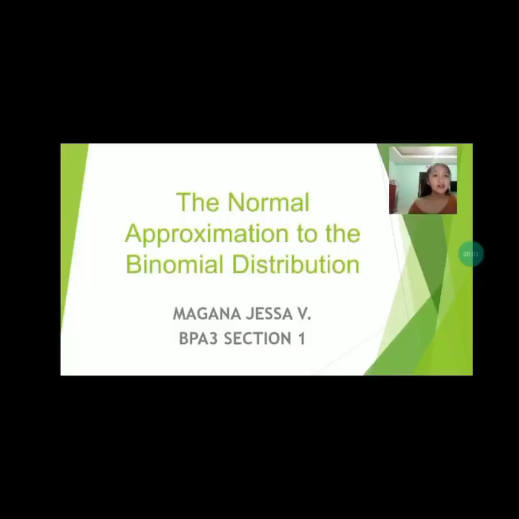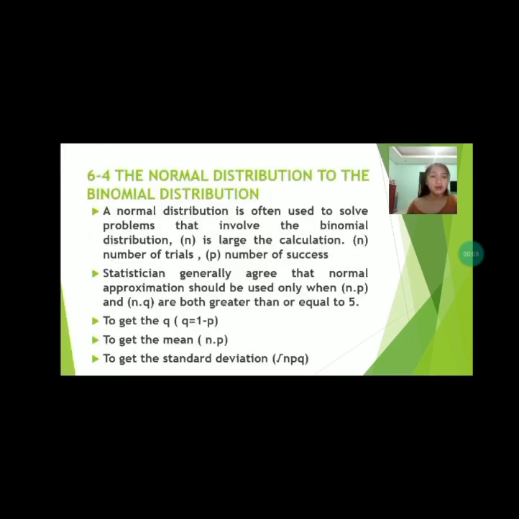So, good day everyone. My topic is the normal approximation to the binomial distribution. The normal distribution is often used to solve problems that involve the binomial distribution. n is the number of trials and p is the probability of success. According to statisticians, they generally agree that normal approximation should be used only when n times p and n times q are both greater than or equal to 5.